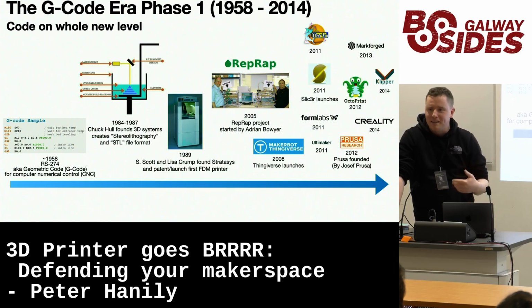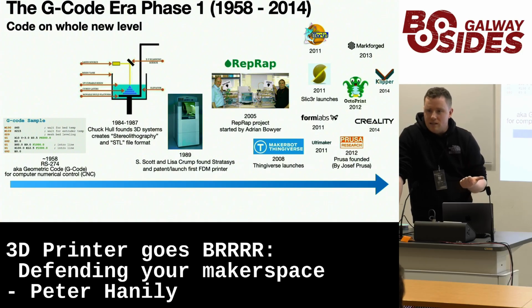In 2008, patents start to expire, 3D files get passed around online, and a site called Thingiverse launches. And then we see a bunch of things happen as patents start to expire. The reason this is up to 2014 is most of them had expired by 2009, and then in 2014 a bunch of other key patents expire.